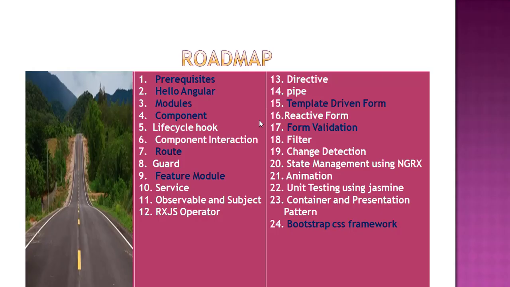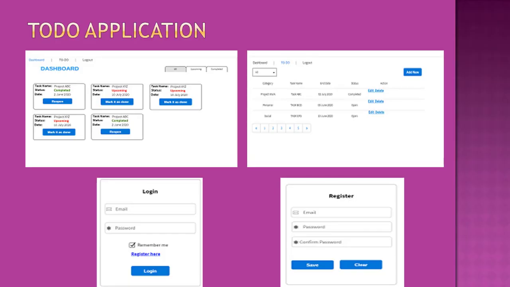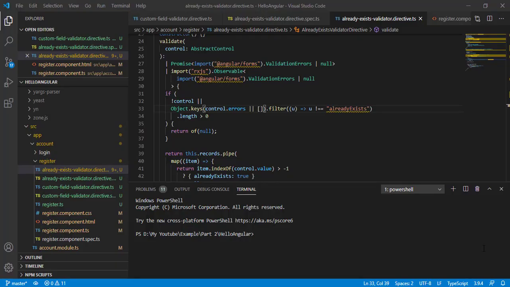So these are the topics we are going to cover in the complete video series, and today we will talk about service. And this is the application we are going to develop in this complete video series. So let's open Visual Code and let's see about service. This is the application which we are developing in this video series. So now let's close all this.